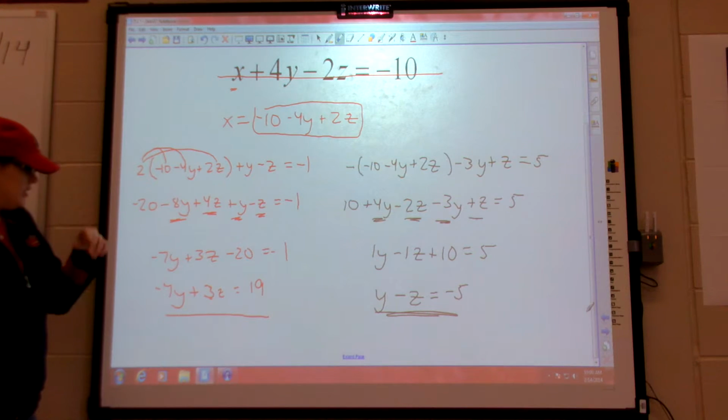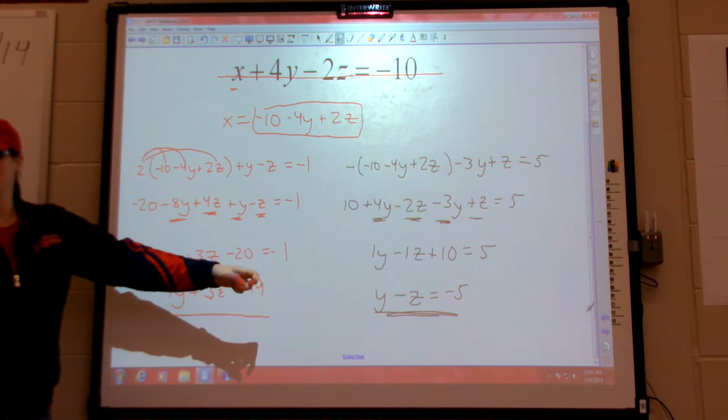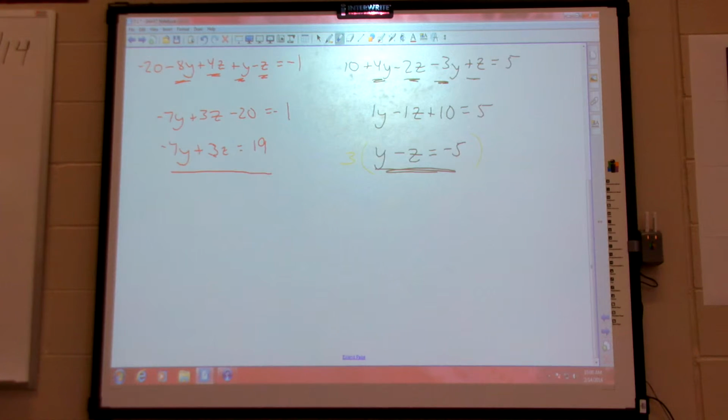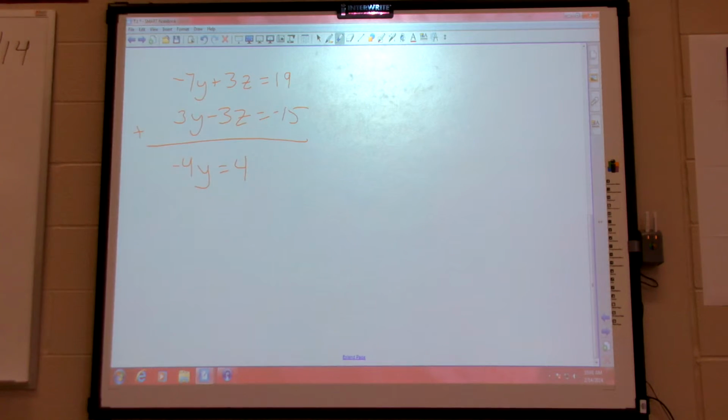Okay, I'm going to eliminate my Z. Sound good? So if I eliminate my Z, this one needs a 3. So this equation stays the same. Negative 7Y plus 3Z equals 19. This one will be 3Y minus 3Z equals negative 15. Add. Here I get negative 4Y, 0 equals 4. So Y equals negative 1.